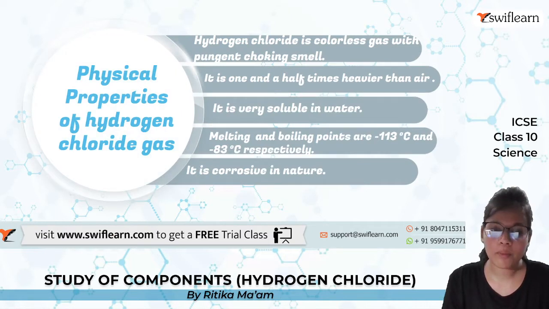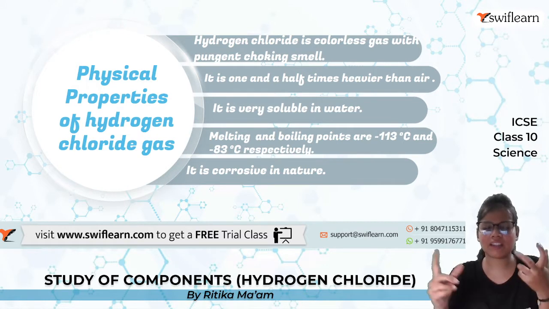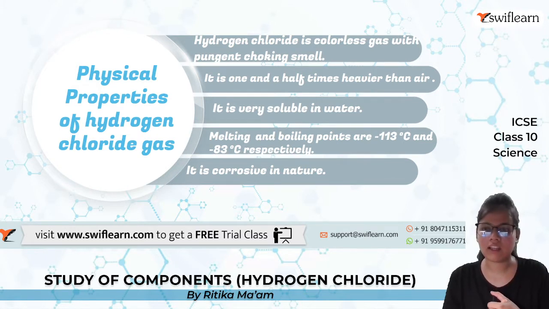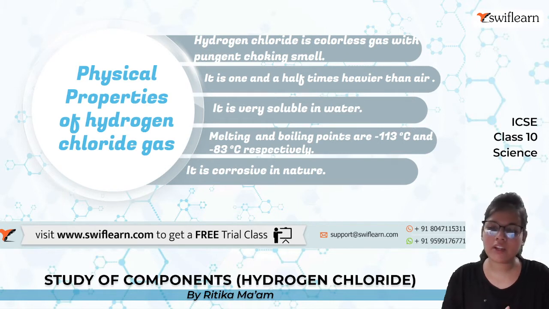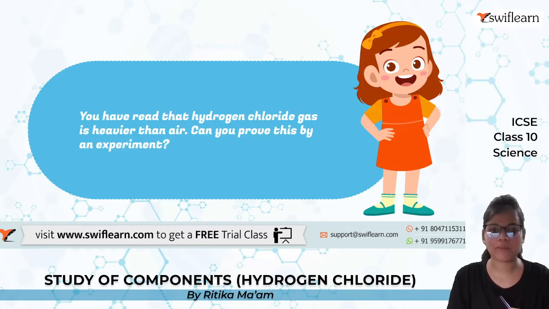Now, physical properties of hydrogen chloride gas. First, it is colorless and it has a pungent and choking smell. It is 1.5 times heavier than air, so it is denser than air. It is highly soluble in water. The melting point is minus 113 degrees Celsius and the boiling point is minus 83 degrees Celsius. And it is corrosive in nature, it gives a burning sensation.